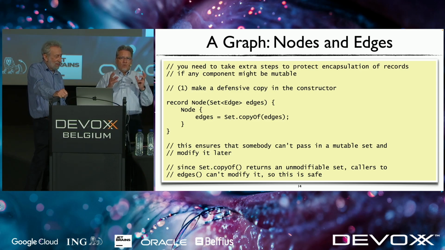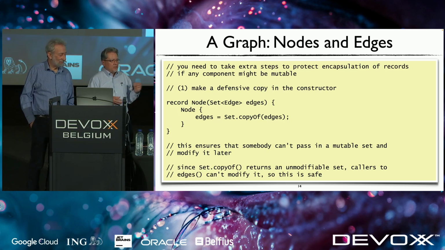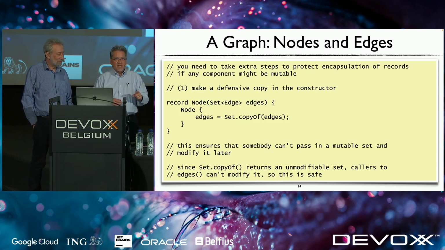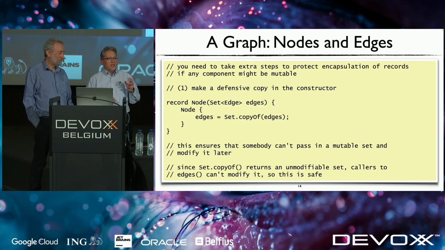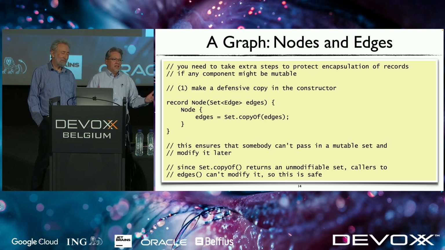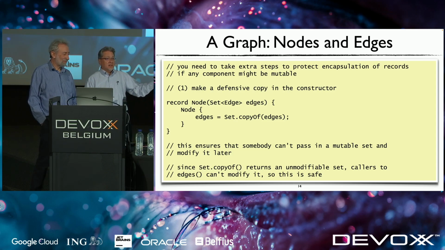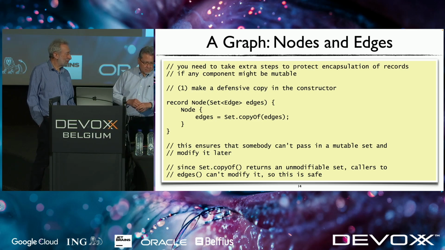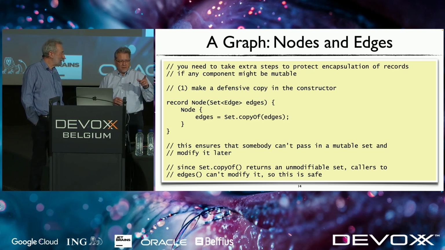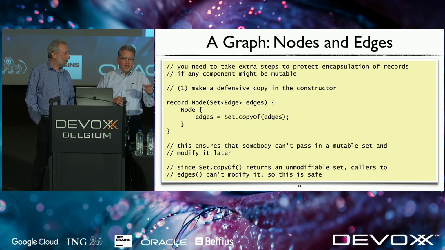The second thing is, what happens if somebody calls the edges accessor method? Well, it's going to get a reference to our internals. Okay, set.copyOf is nice in this regard because it provides you an unmodifiable set. And so if you hand out a reference to an unmodifiable set, then that's not really a big deal because sure, if you want to hand out a reference to it, they can read it, but since it's unmodifiable, they can't modify it. So anyway, this fixes the problem as long as you are willing to have a set that is unmodifiable stored in the record.